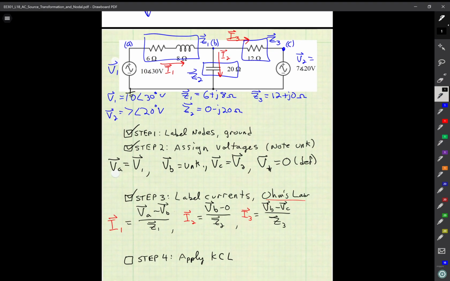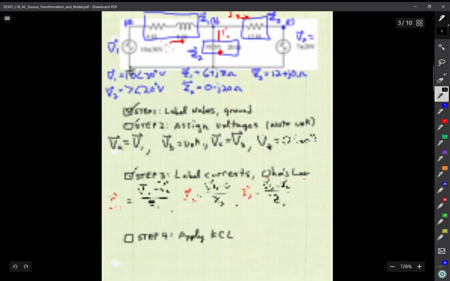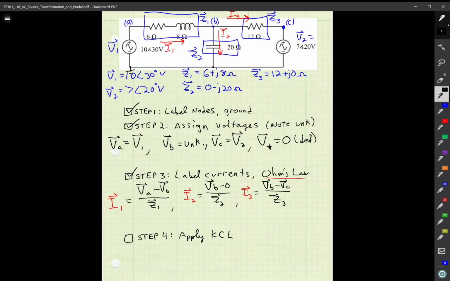Step 4 is to apply Kirchhoff's current law, KCL. And I'm going to see that I want to apply it at the node with the unknown voltage, and that's this one right here, VB. So I'm going to apply KCL at node B. All right, node B.